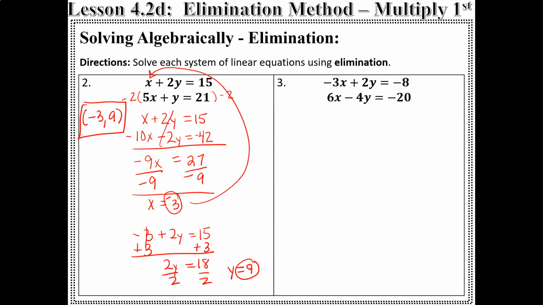All right. So the next one is -3x plus 2y equals -8, and 2x plus 4y equals -20. This time I'm going to multiply the top one by 2 because then I'll be able to cancel out my 6x's. So I'm going to rewrite to be -6x plus 4y equals -16. Remember, we have to multiply everything. I'm going to put the other one back underneath.